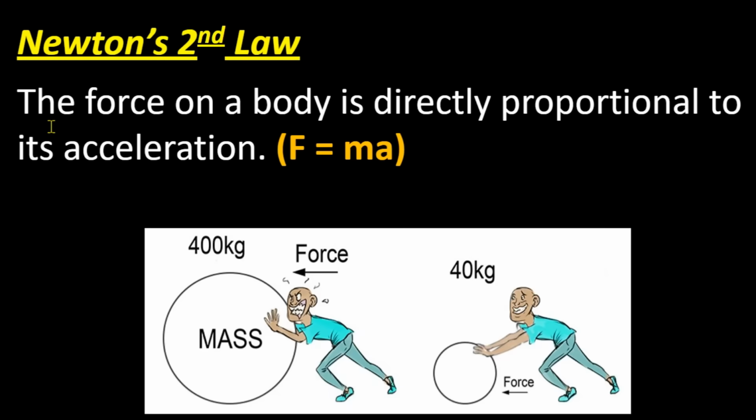Newton's second law states the force on a body is directly proportional to its acceleration, or F is equal to ma. Force is equal to mass times acceleration. The diagram here basically shows that more mass means more inertia, and thus requires more force to get that object to accelerate. Less mass means less inertia, so less force is needed to get it to accelerate.